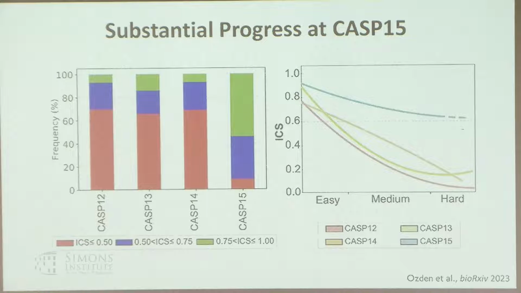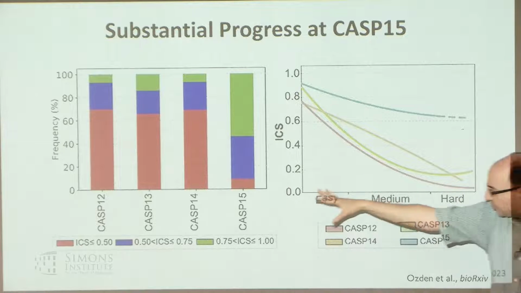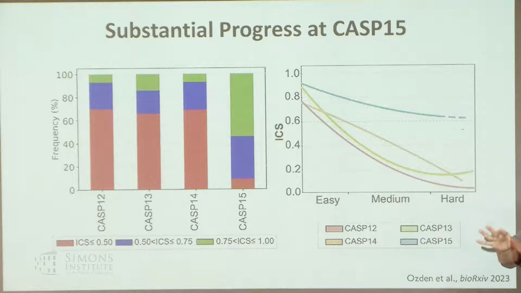So all right, let me break this down in various ways. Going back to CASPs. Sorry, let me just go back forward. So the question here is complexes. We're asking, how well do we predict complexes, not monomers anymore? In particular, what we're going to focus on are these ICS scores, the interfacial contact scores. Essentially, how well is the interface being recovered?